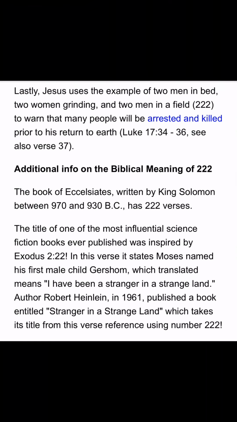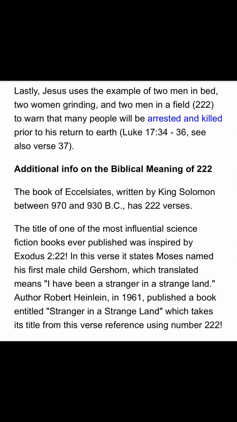Lastly, Jesus uses the example of two men in bed, two women grinding, and two men in the field, 2:2:2, to warn that many people will be arrested and killed prior to his return to earth. Additional info on the biblical meaning of 2:2:2.